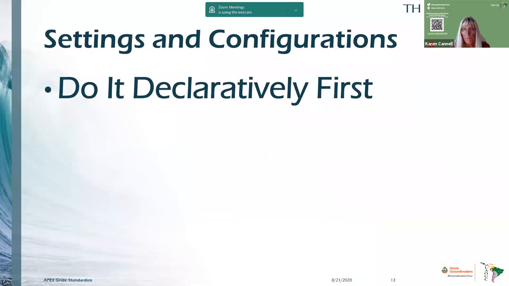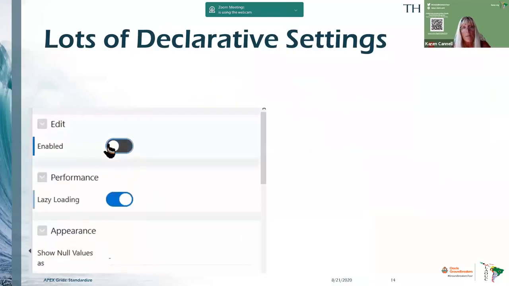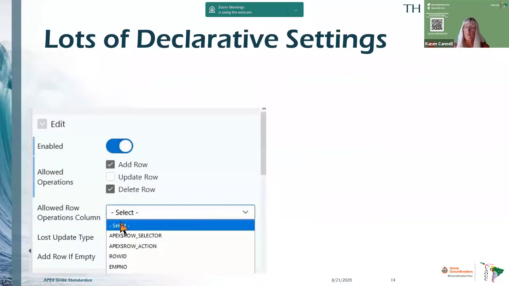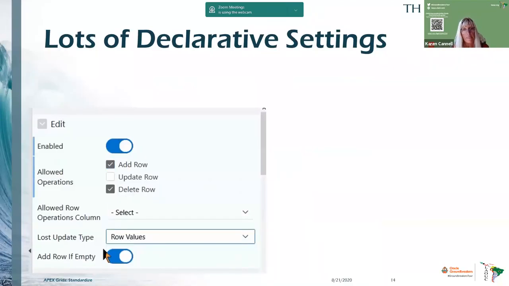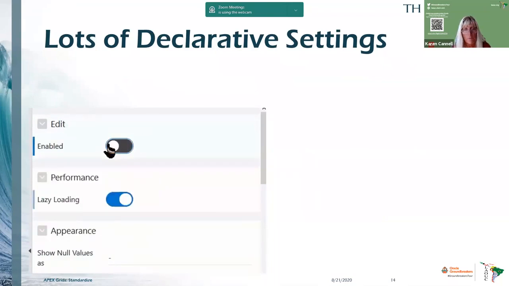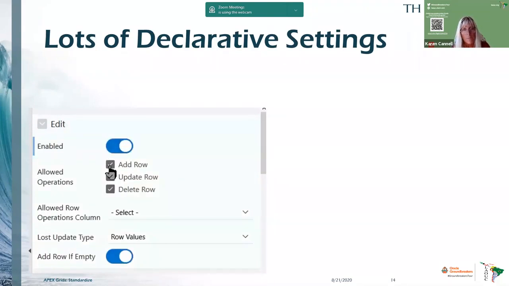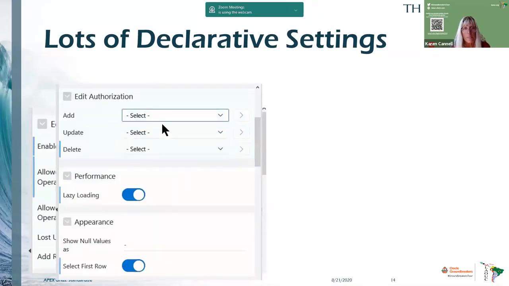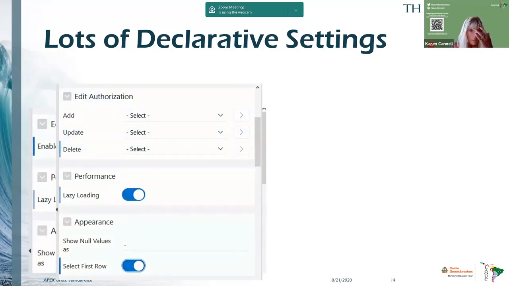Do it declaratively first if you possibly can. That's the whole low code thing. There are lots of declarative settings, and you've probably heard people, and you've probably said yourself, hey, I went into interactive grids and I don't have nearly the same amount of settings as I did in interactive reports. Well, that's true, but I can turn edit on and off. I can authorize add, update, delete just by using a standard Application Express authorization role.